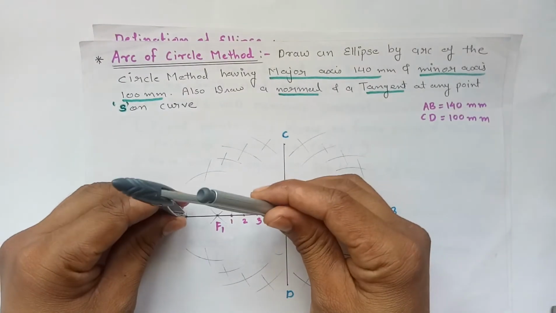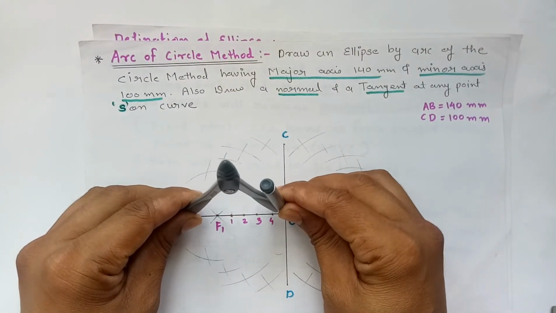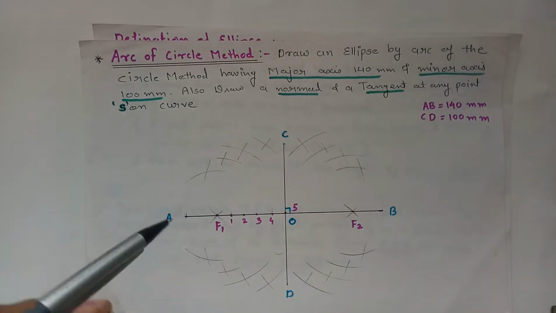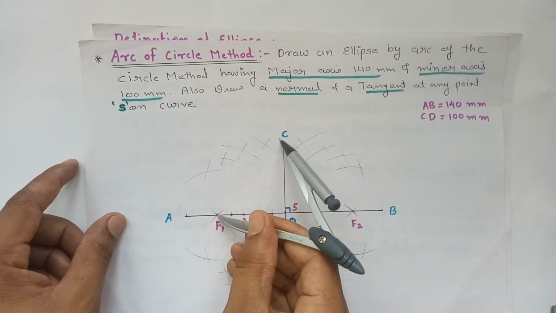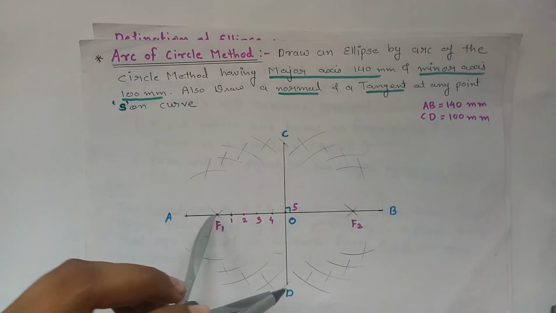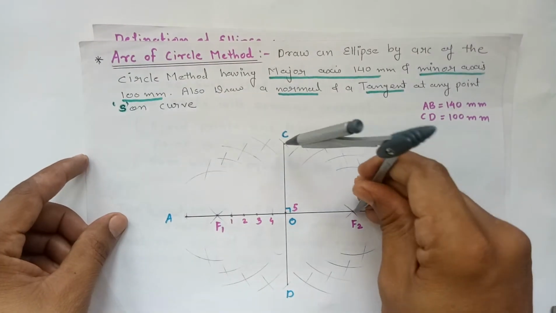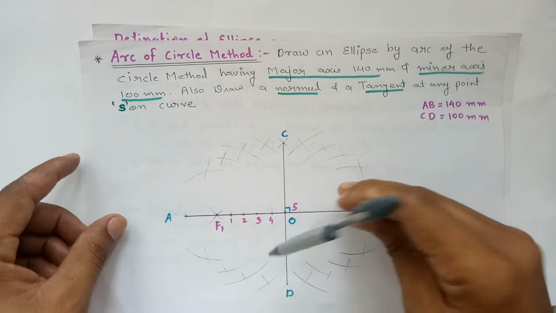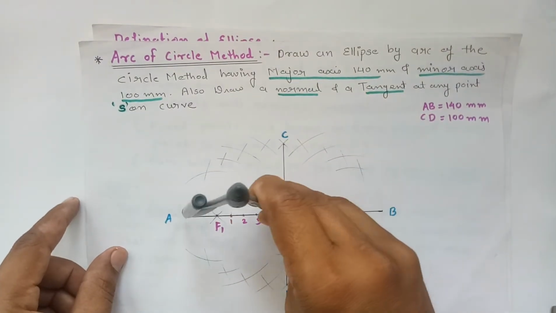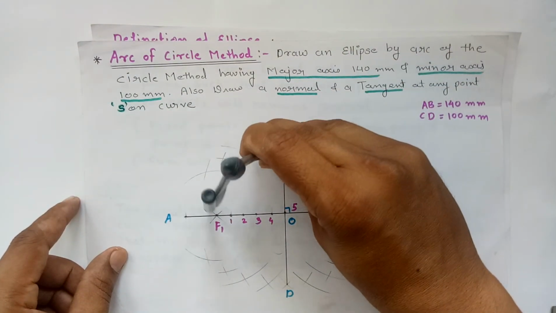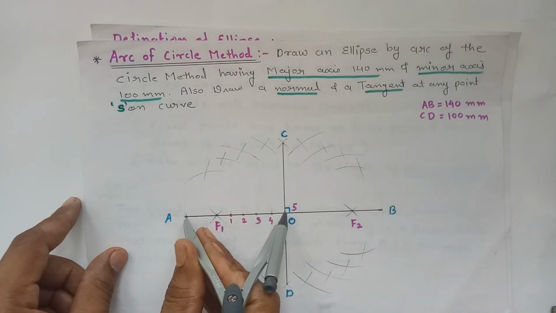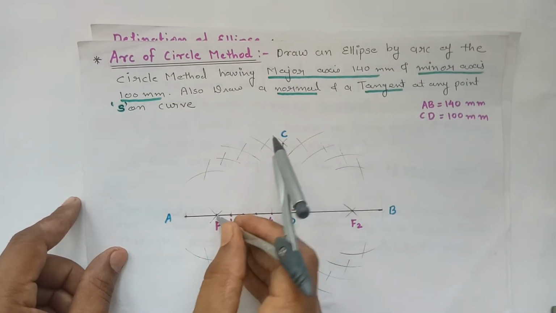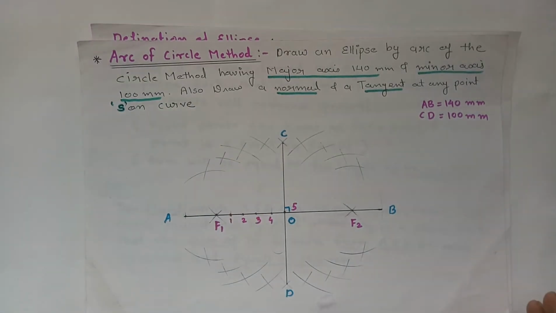Then measure the A to 5 distance on the rounder, and give an arc from the focus point. It will intersect at C and D, because when we found the focus points, we measured this distance and gave an arc from C to find the focus point. So whenever we measure A to 5, it will intersect at C and D. Now mark these points.